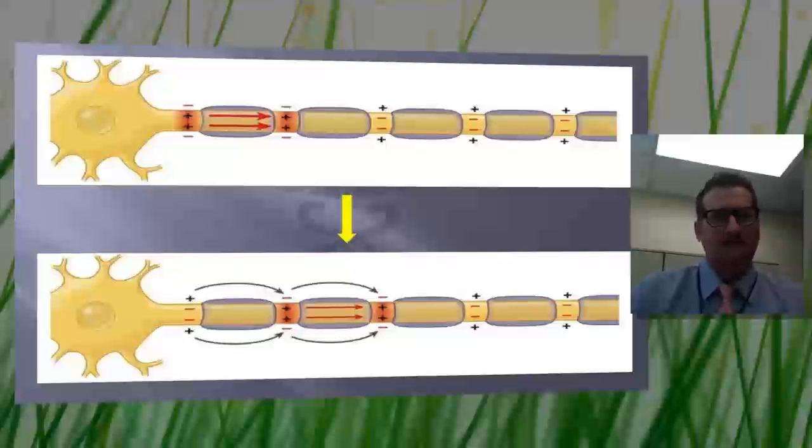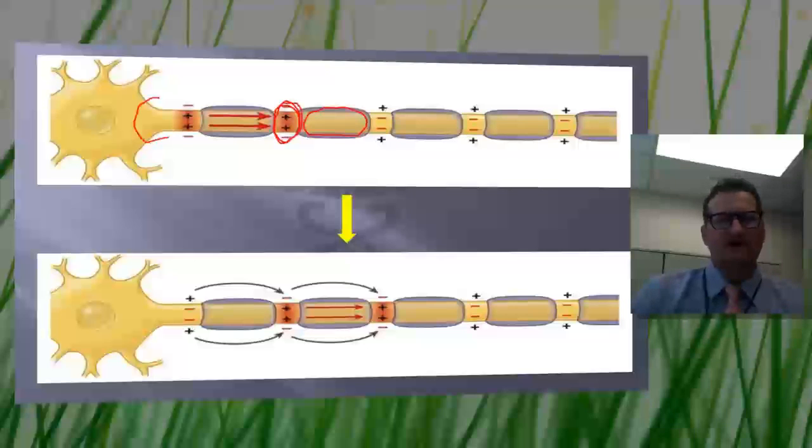Myelin is very important because it blocks the sodium-potassium pump. It blocks the free movement of ions across the membrane, and so the sodium and potassium do not establish any sort of gradient in the areas where there's myelin here. That only occurs at the gap junctions or nodes of Ranvier.